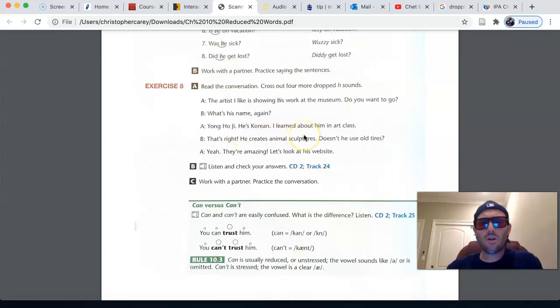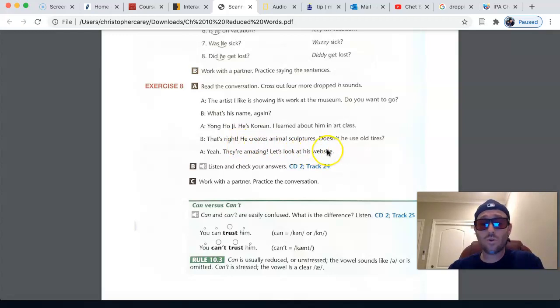I learned about him in art class. I learned about him. Reduction of the H. Not him, but in the middle of the sentence. That's right. He creates animal sculptures. He is clearly pronounced as it's in the beginning of the sentence.